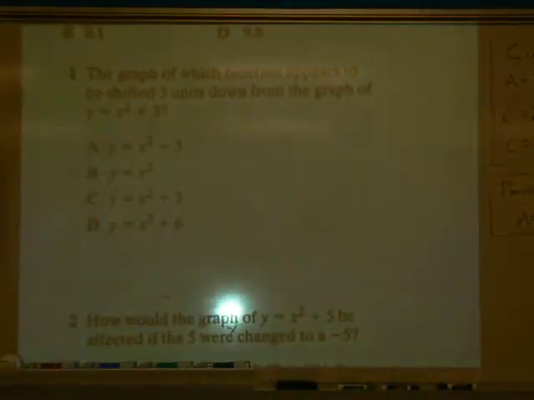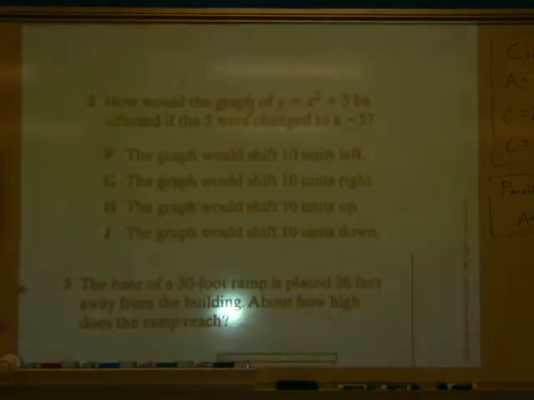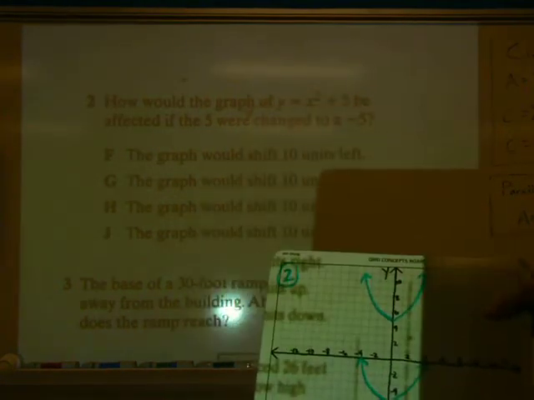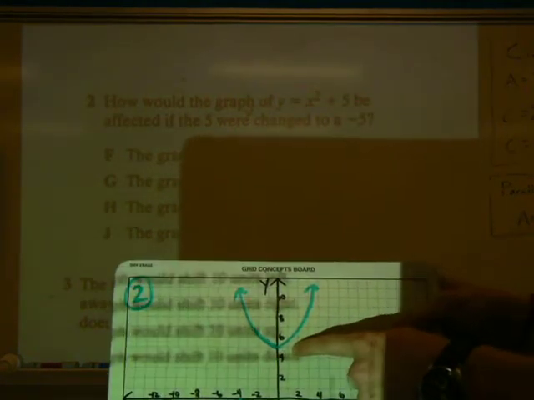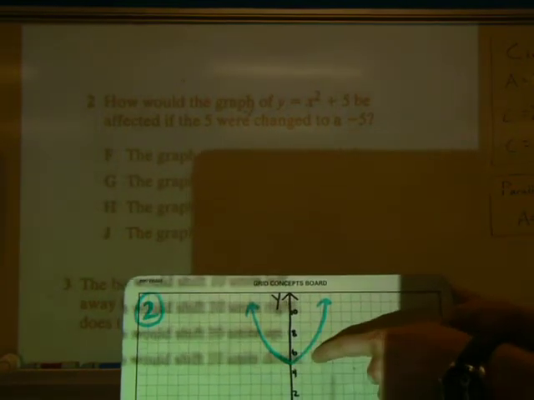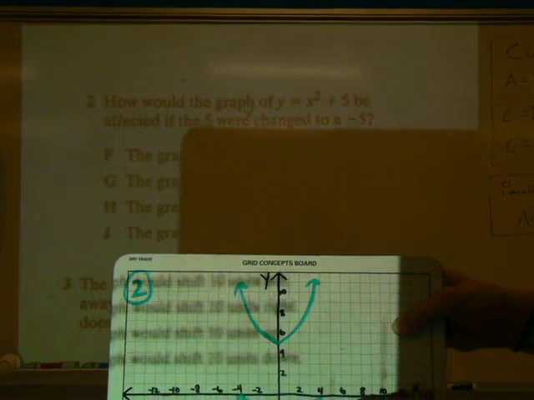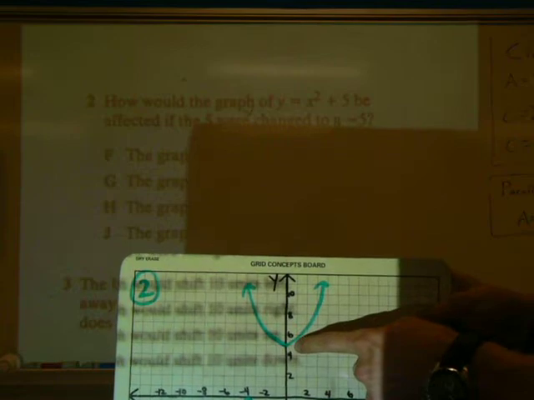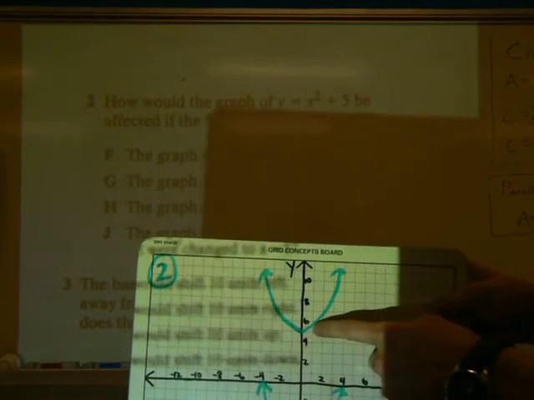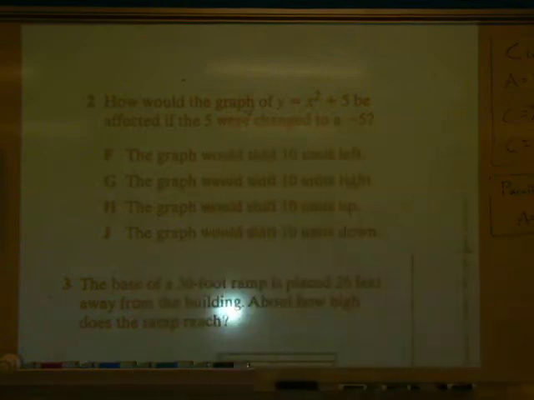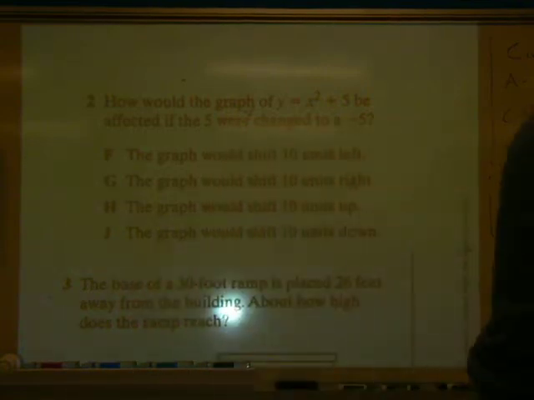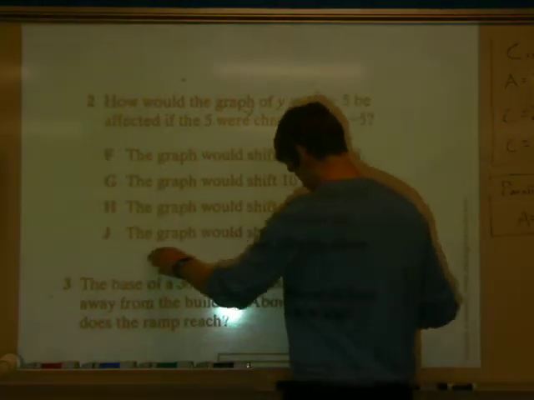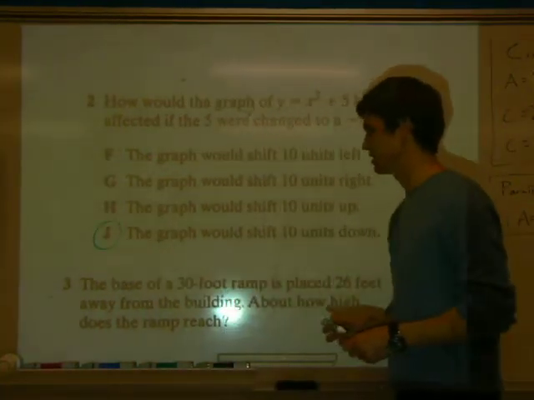Now let's look at this one. How would the graph of y equals x squared plus 5 be affected if the 5 were changed to a negative 5? I drew this one out here as well. We're looking at y equals x squared plus 5, that's this. If that positive 5 were changed to a negative 5, we get y equals x squared minus 5. What's the change? You're going down 5, going down 5 more. In total, you shift down 10 units. So the answer is that the graph would shift 10 units down. Answer choice J on number 2.